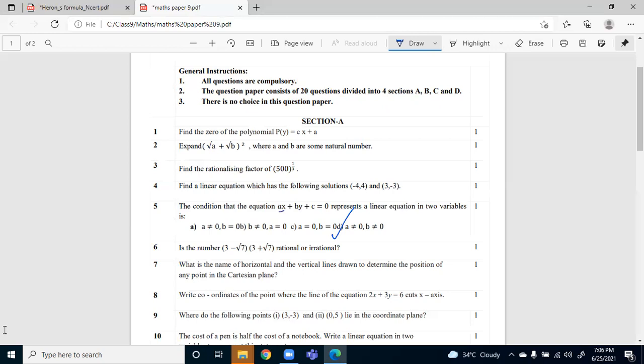So for it to be in two variables, there should be a is not equal to 0 and b is not equal to 0. If this condition is there, then you will have x and y variables present. So D is the correct answer.